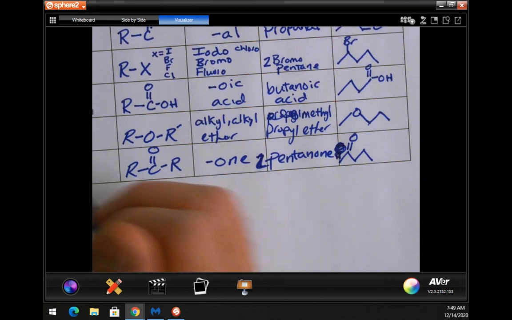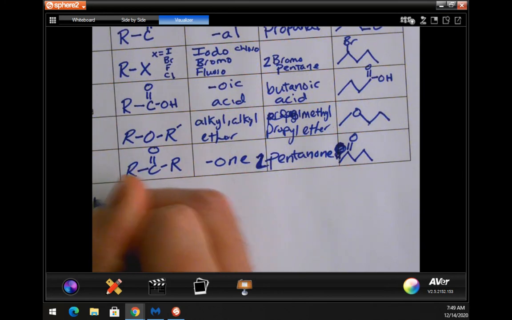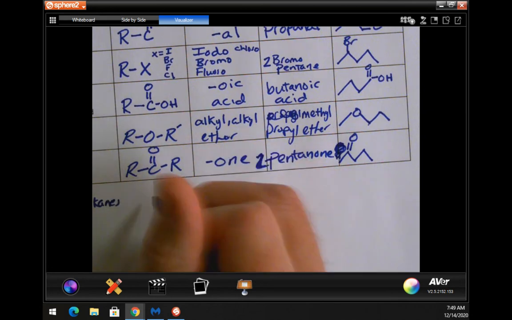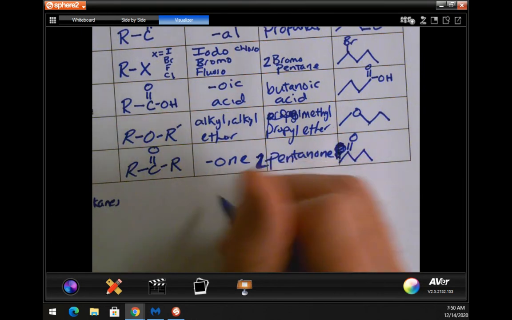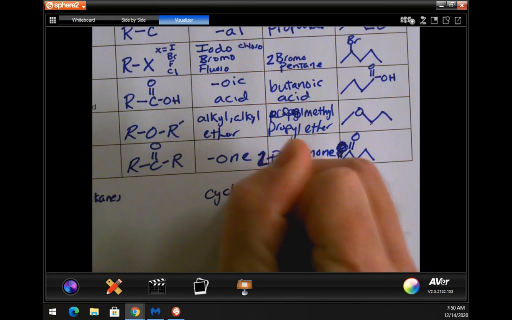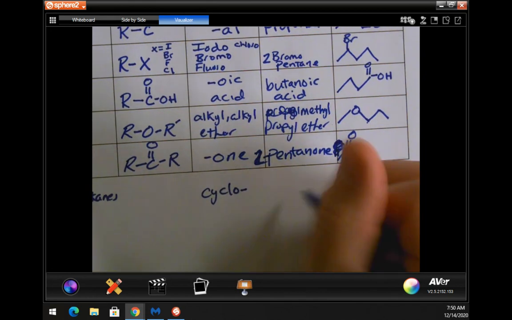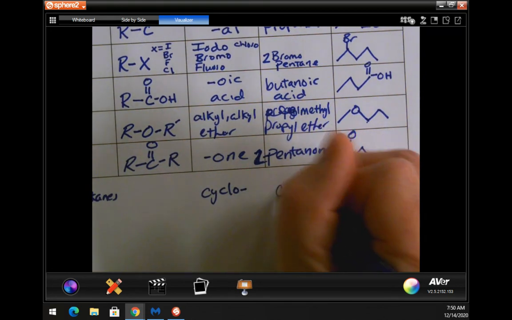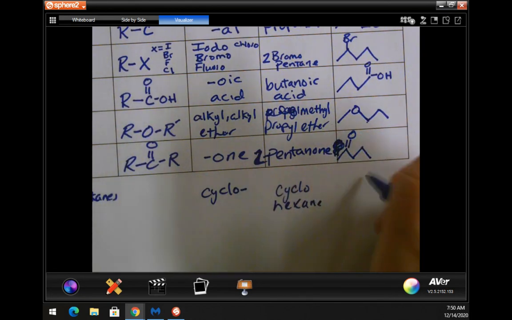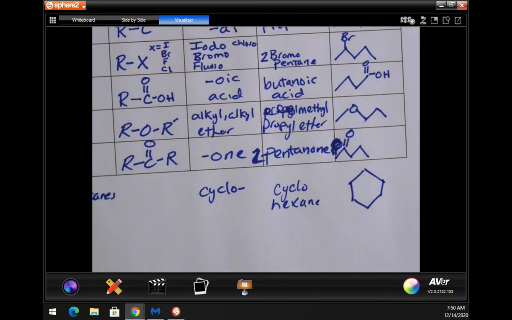And then the one I don't have on here, but I want you to draw it on the chart, is the cyclos. There's really no general structure for it. The naming of it is just the prefix cyclo. So if we had cyclohexane, you just draw a hexagon.